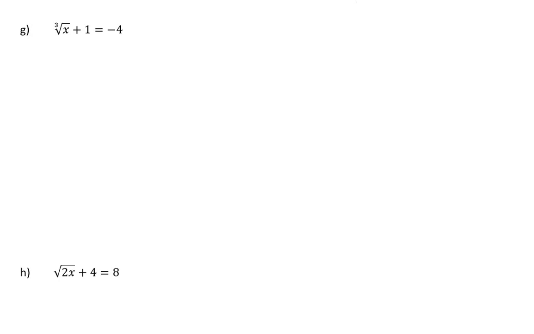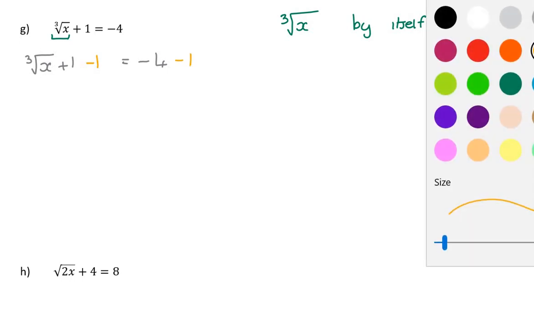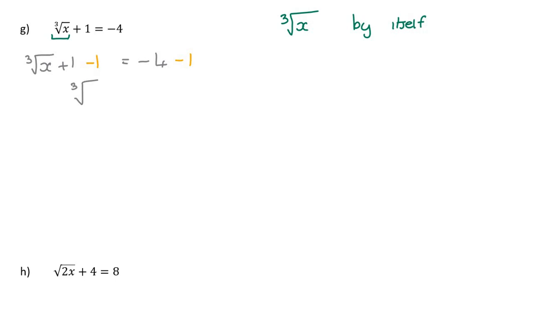Okay, let's look at another one. This is quite interesting. This says I am cube rooting x, then adding 1 and getting negative 3. So once again, I want to get this cube root of x by itself. If I have the cube root of x plus 1, I'm going to want to subtract 1 to get rid of that plus 1. So I'm going to subtract 1 on both sides, and then I get the cube root of I don't know what is equal to negative 5. So the cube root of some number equals negative 5.